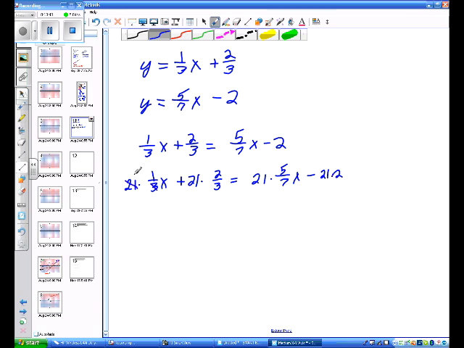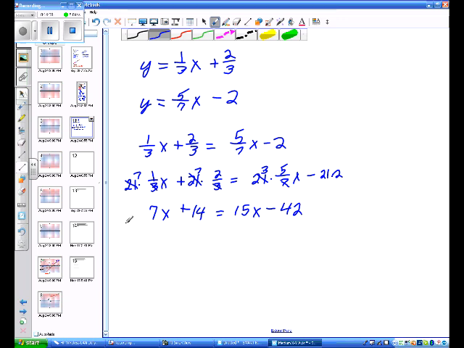So 3 goes into 21 7 times, so we would have 7x. 3 goes into 21 7 times, so 7 times 2 is 14. 7 goes into 21 3 times. 3 times 5 would give us 15x minus 42, which is 21 times 2. Now this equation will be a lot easier to solve.